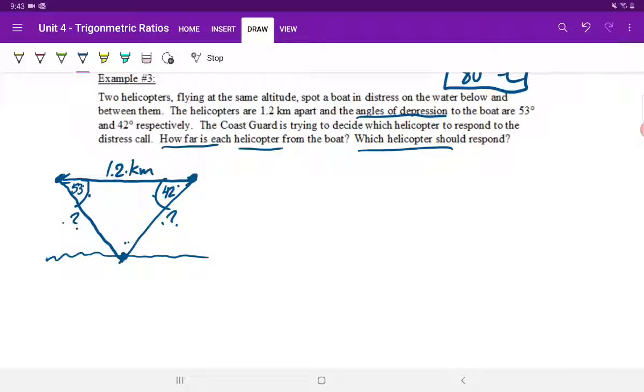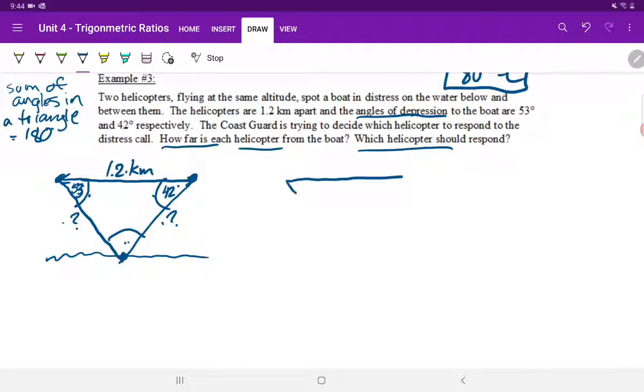Well, what we need to remember is that the sum of the angles in a triangle is equal to how many degrees? 180 degrees. So if we know two of the angles, 53 and 42, we can find the third angle because we know that all three should add up to 180. So let's redraw this a little bit nicer without the water.